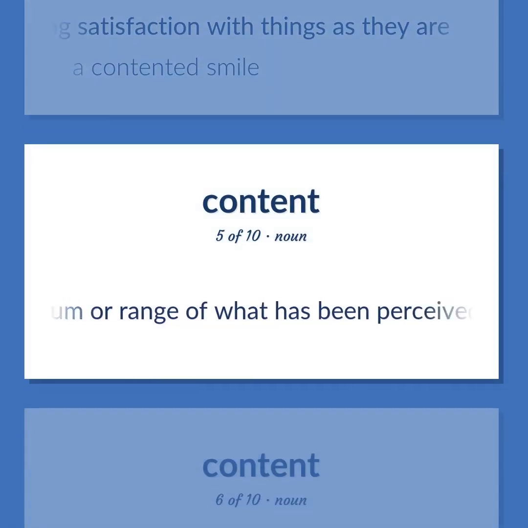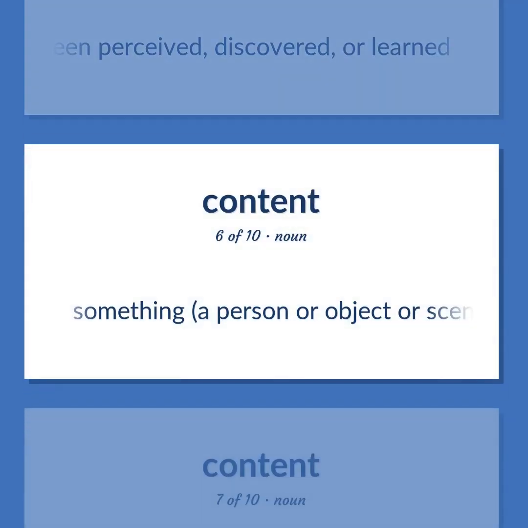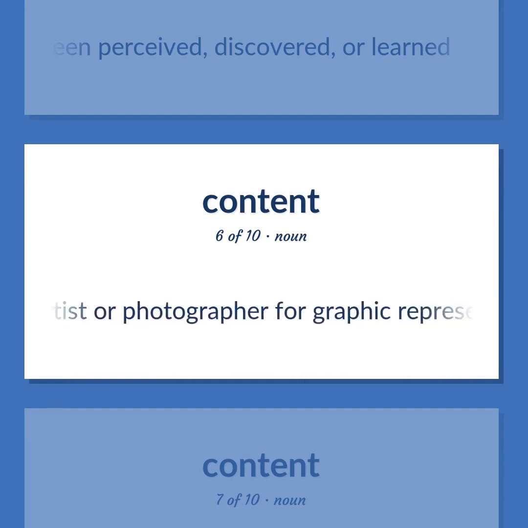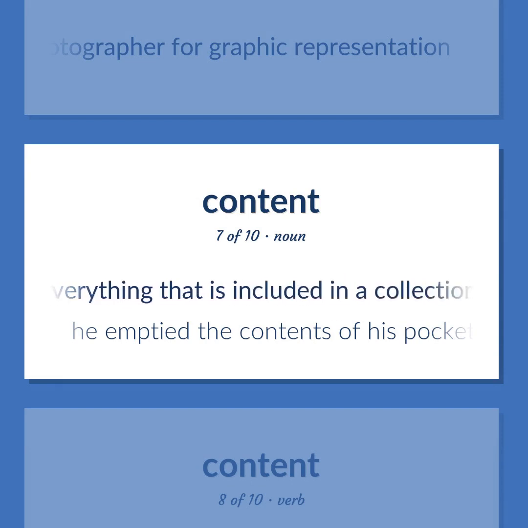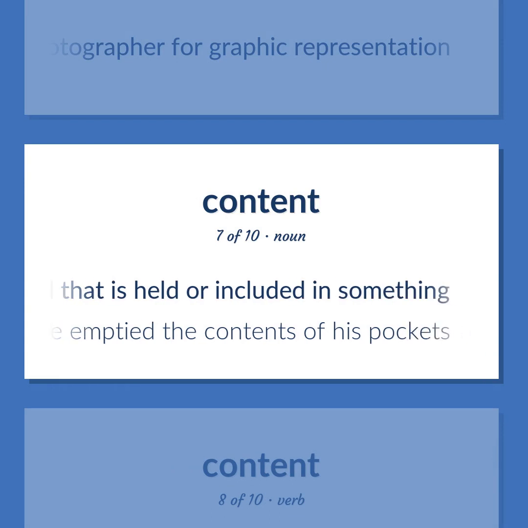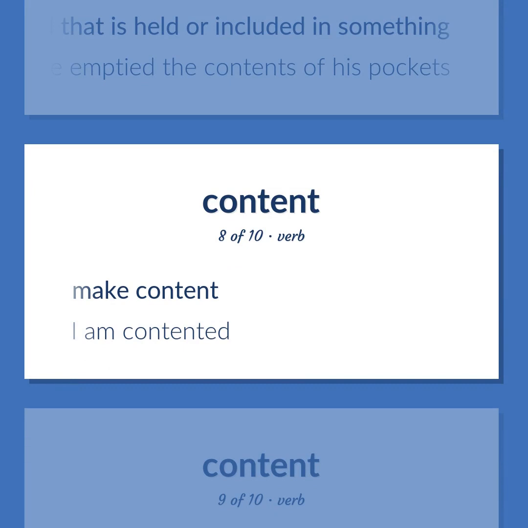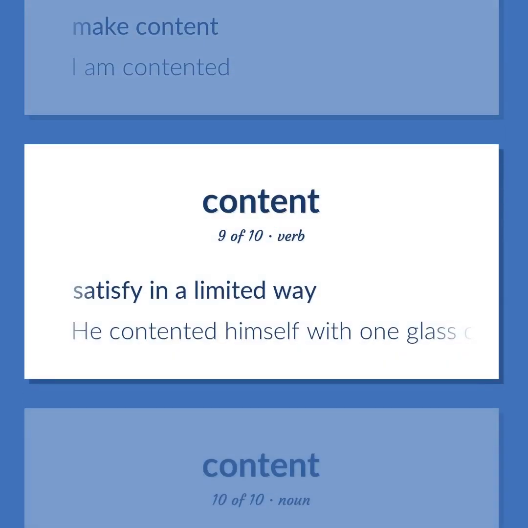Something, a person or object or scene, selected by an artist or photographer for graphic representation. Usually plural. Everything that is included in a collection and that is held or included in something. He emptied the contents of his pockets. Make content. I am contented. Satisfy in a limited way. He contented himself with one glass of beer per day.